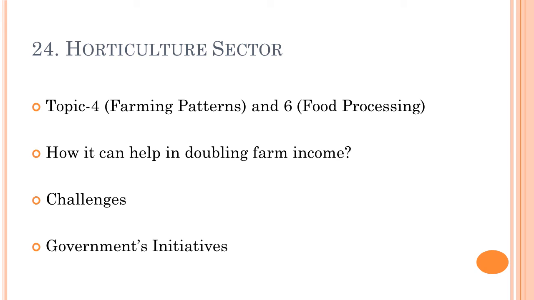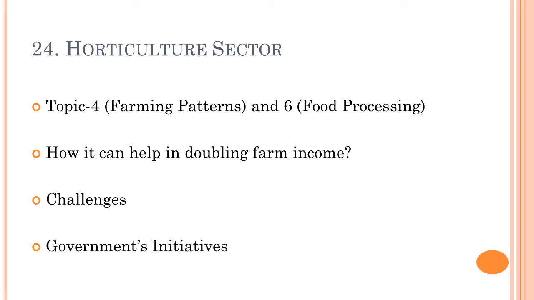Fine. Now we will try to understand how it can help us in doubling farm income, right? Because our honorable PM has an aim of doubling farm income by 2022. So we'll see how this horticulture can help us in doubling farm income. Again, we'll also try to look at the challenges, what are the challenges, and then what are the government initiatives to promote horticulture?